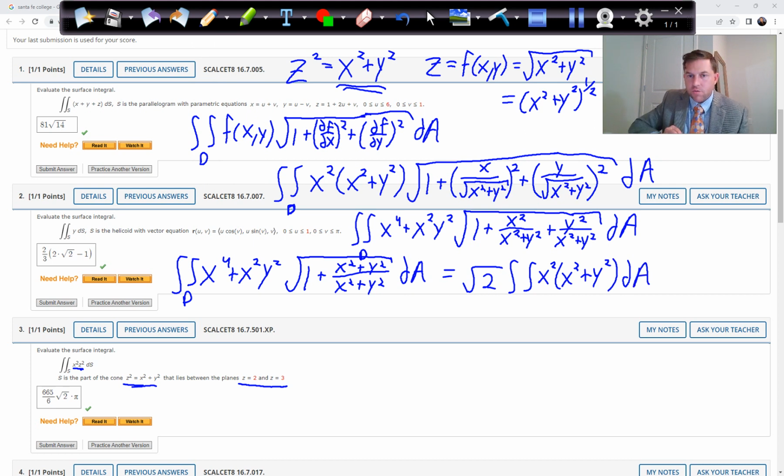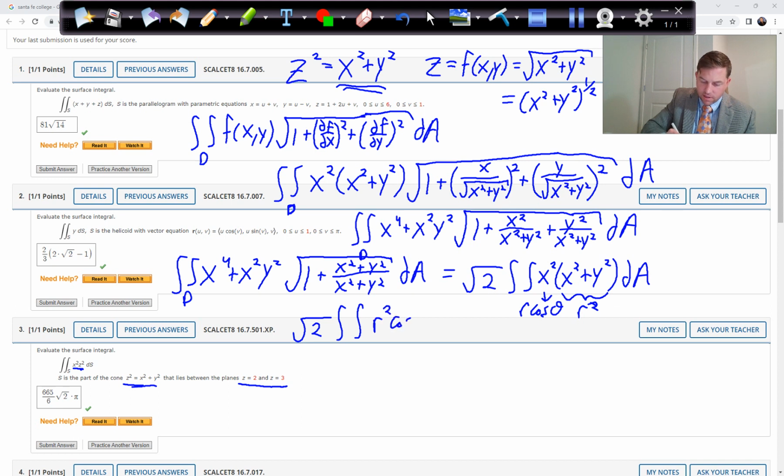Well, we're actually going to replace this with polar coordinates. So we're going to replace x with r cosine theta, and we're going to replace this with r squared. If you recall polar coordinates, r squared is x squared plus y squared, and x is r cosine theta. So we're going to get the square root of 2. X is r cosine theta, so if I square that, we get r squared cosine theta squared, and then that's times r squared. And then, because of polar coordinates, we pick up an r, a dr, and a d theta.